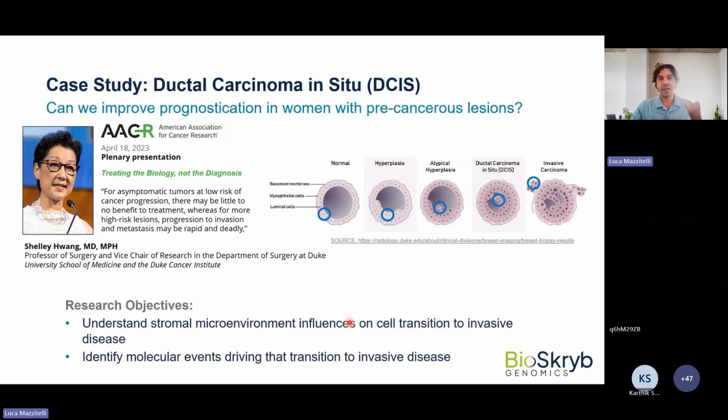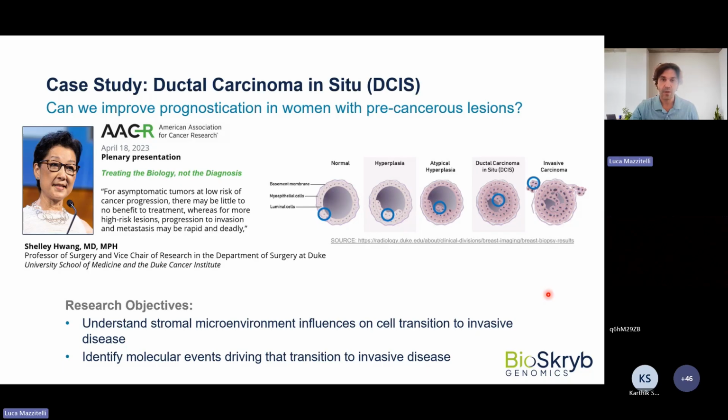I want to give you a case study, also a different approach. This is a collaboration that we did with Duke University. BioSkryb is a US-based company. We are based in Durham. So we had this collaboration to support researchers on how to improve the prognosis in women with precancerous lesions. So how to identify molecular events that are driving transition from normal to ductal carcinoma to a more invasive carcinoma.